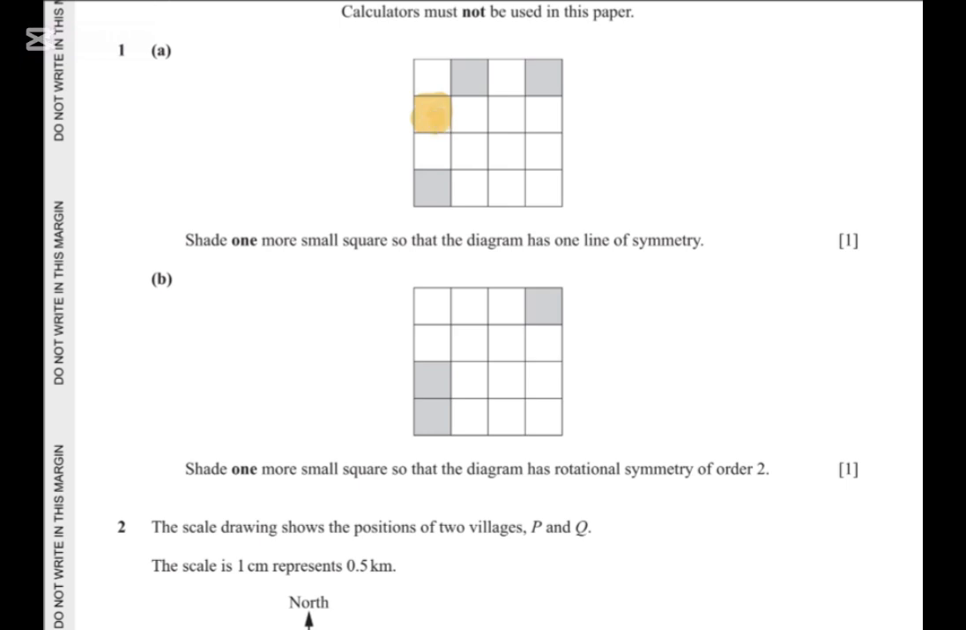Question B, shade one more small square so that the diagram has rotational symmetry of order 2. When you rotate this shape as it is, you will not have any rotational symmetry. If you shade this box, you will have order 2, because here two boxes are shaded. If you rotate it, it will look the same as it is looking now. So question number 1 is done.